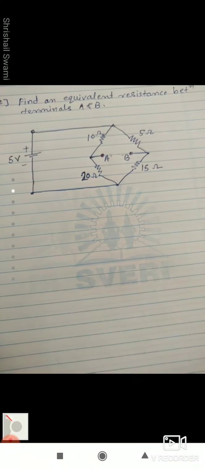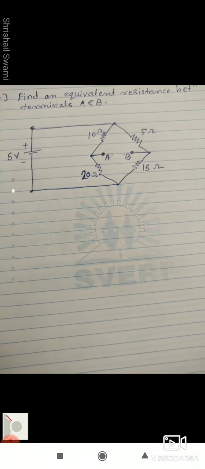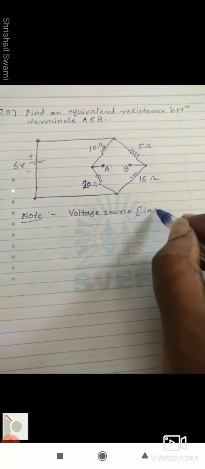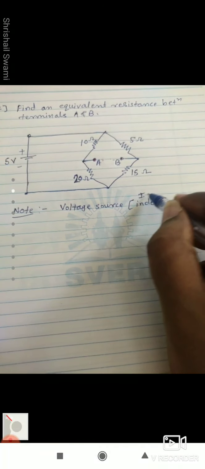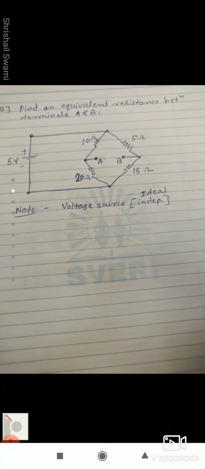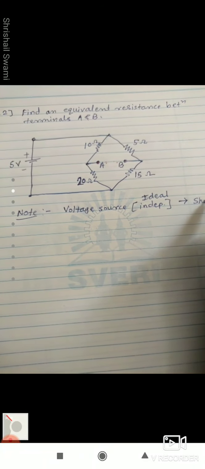Okay, in that case, how do we find the equivalent resistance? Now one rule is there, one note point everyone should take care of. When we are finding the equivalent resistance between any terminals in the given circuit, whatever the voltage source is there, and that should be independent, or we can say ideal. So an ideal voltage source you have to replace by a short circuit.